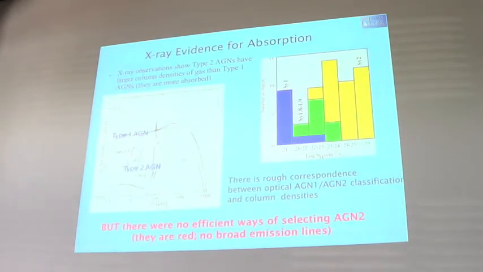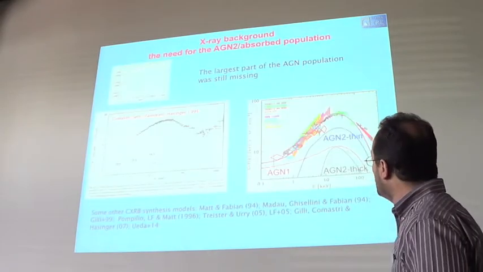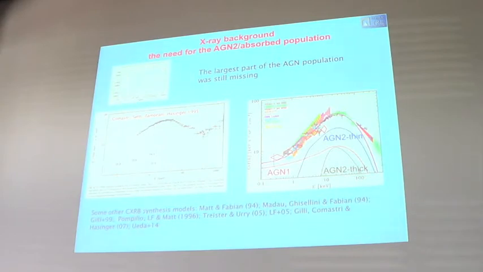background. Indeed, this is the NH distribution of the local sample. We see that we already knew that there was a large sample of type 2 AGNs which were heavily obscured. And you see how much harder the spectrum becomes when you increase the column density. So a lot of papers were produced to reproduce the X-ray background. This is one of the most important ones, but there are many others. And you see how important it is to have type 2 AGNs in order to reproduce the entire X-ray background.